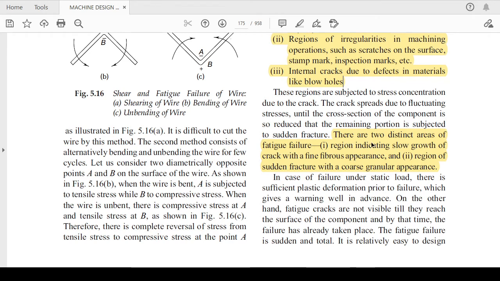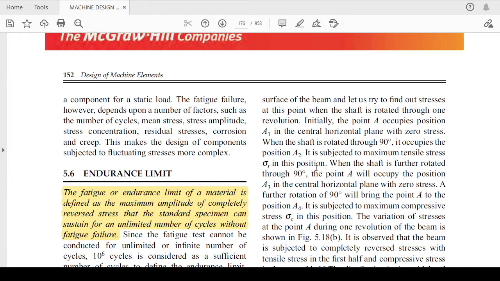And there are two distinct areas of fatigue failure: a region indicating slow growth of crack with a fine fibrous appearance, where fine fibrous means a small wire kind of appearance, and a region of sudden fracture with a coarse granular appearance. So these are the two distinct areas of fatigue failure.